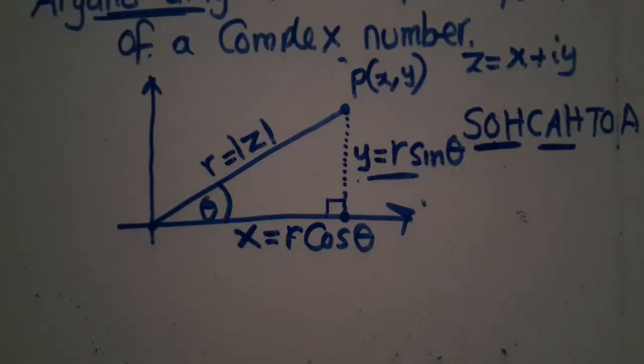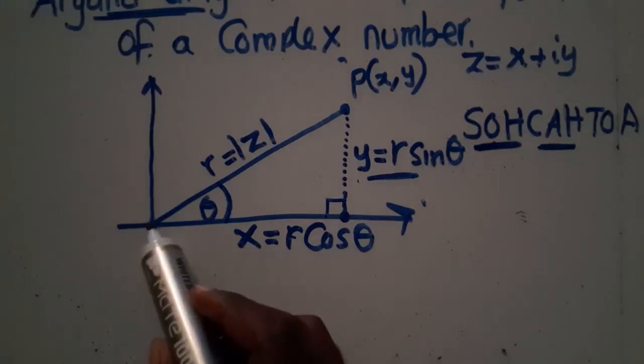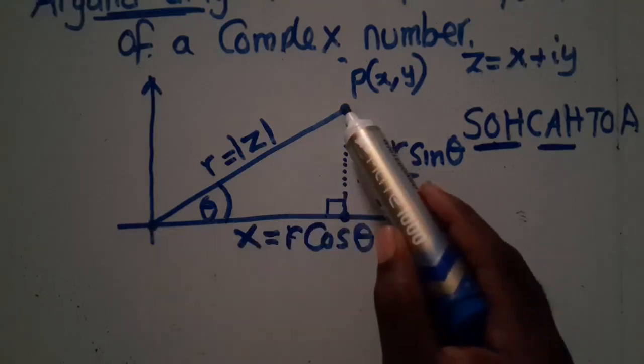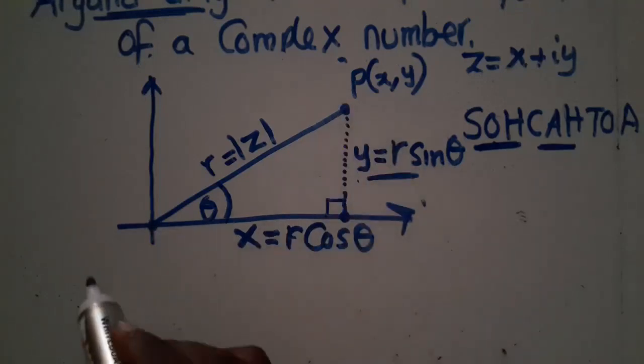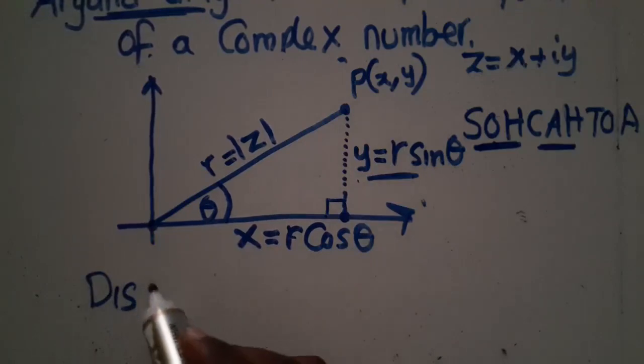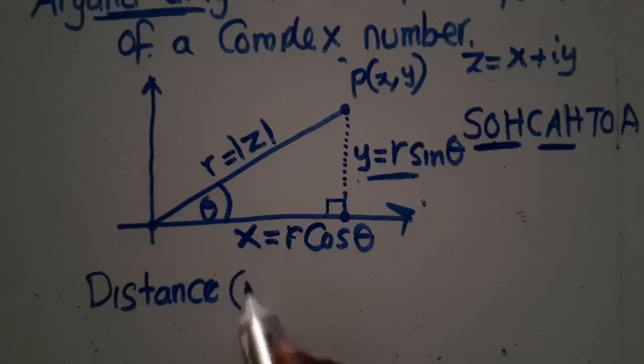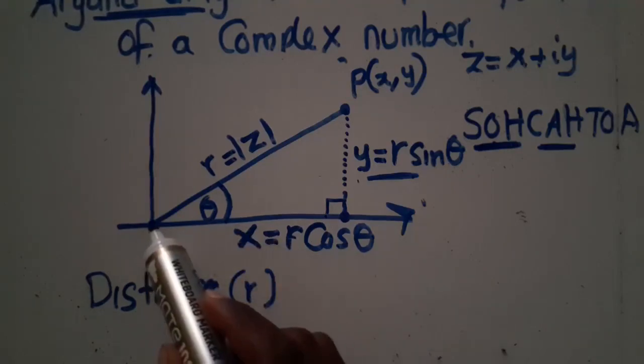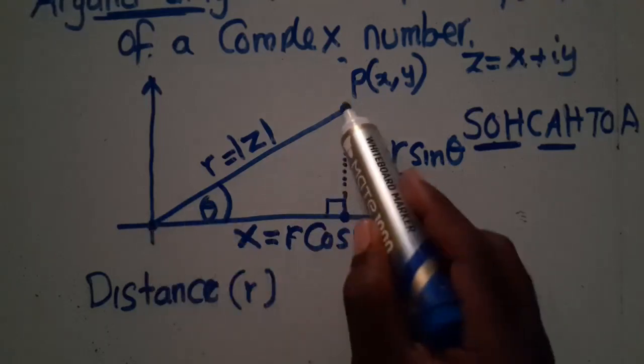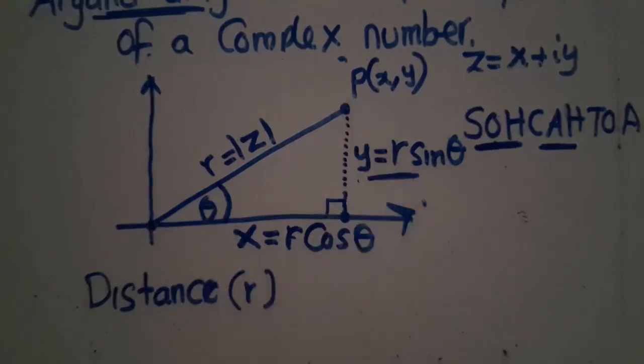How do we get to find the radius? So the radius, that's the distance from 0, the origin, to a point. Whenever we are talking about distance, we are talking about the modulus. So how do we find that distance, R, the radius, from the origin here to the point P?